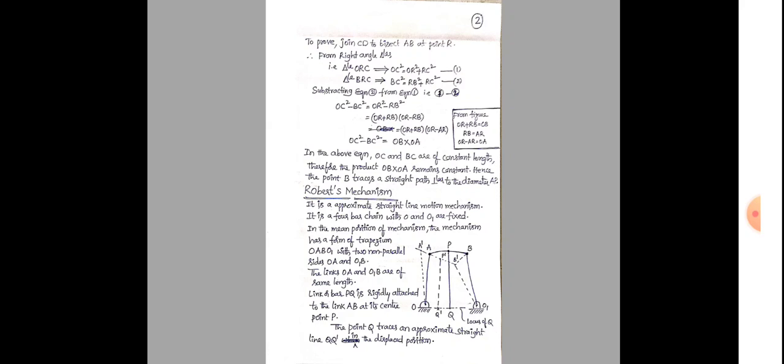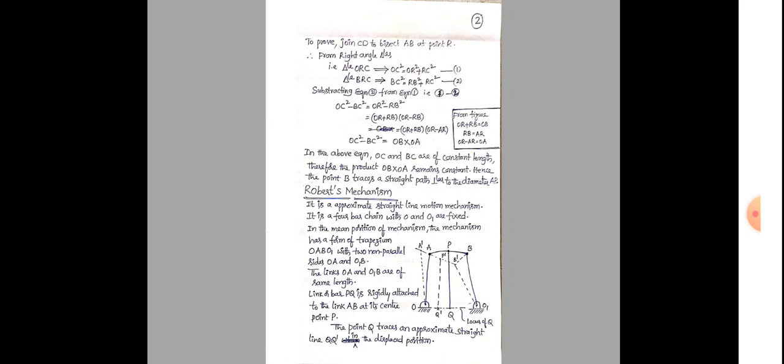Like that, one can prove that the product OA into OB is equal to a constant. If it is constant, obviously the point B will generate a straight line path which meets at point Q by extending the diameter OP of the circle. So this is the Peaucellier mechanism.